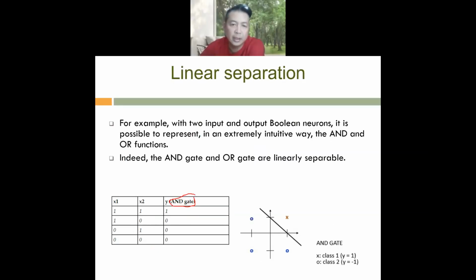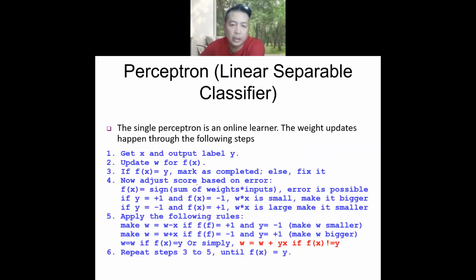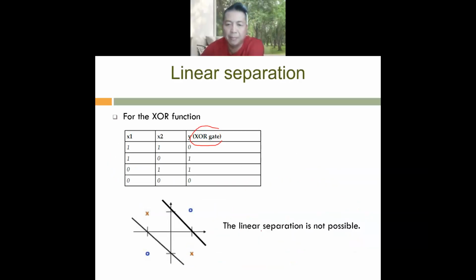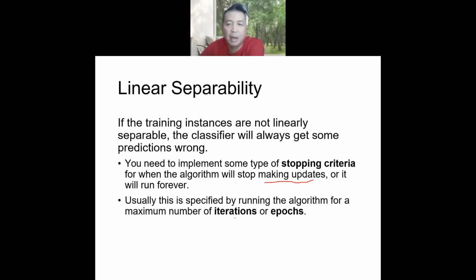If you look at the pseudocode here, you repeat steps 3 to 5 until what? Until all your predicted outputs are the same as the actual outputs. If this is never met, meaning your accuracy is not 100%, you will go into an infinite loop. That's why in this example, where the problem is not linearly separable, we need some kind of stopping criteria.